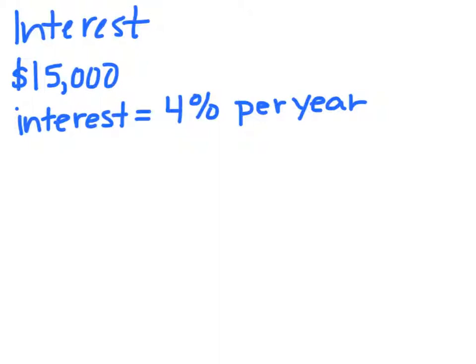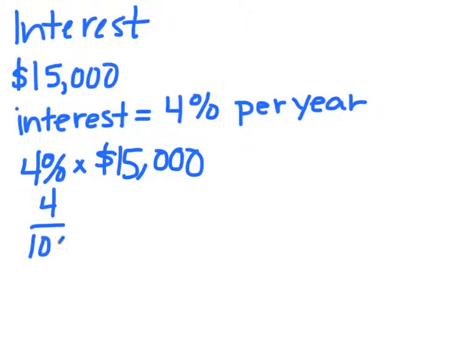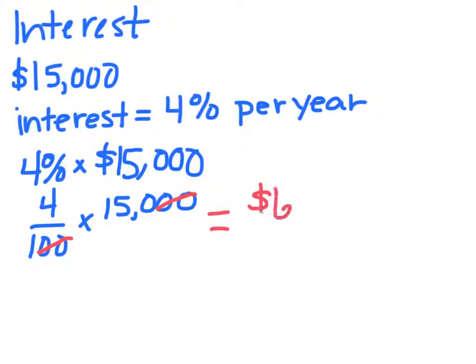Okay, so our interest rate is 4% of $15,000. So every year, the bank will earn 4% interest on their $15,000. To calculate that amount, we're going to take 4% of $15,000. We can cross-reduce here to have 4 times 150, which gives us an amount of $600. The interest earned in 1 year is $600.